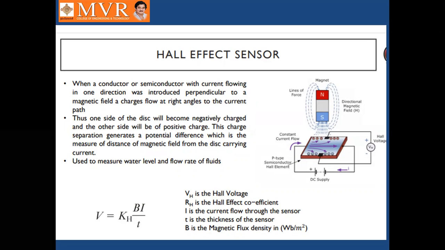Thus one side of the disk will become negatively charged and the other side will be positively charged. This charge separation generates a potential difference, which is measured across the disk carrying the current. It is used to measure water flow, water level and flow rate of liquid. The formula is VH equals RH times I times B by T, where VH is the Hall voltage, RH is the Hall effect coefficient, I is the current flowing through the sensor, T is the thickness of the sensor, and B is the magnetic flux density.